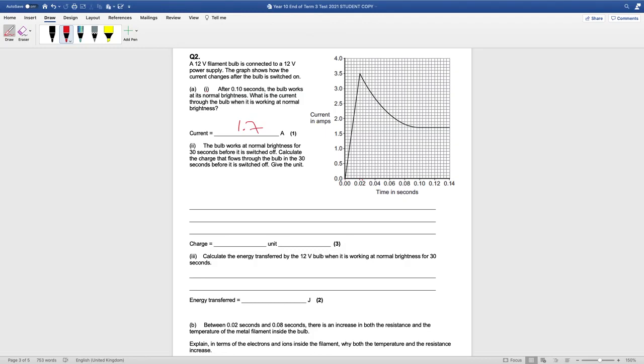The bulb works at normal brightness for 30 seconds before being switched off. Calculate the charge that flows through the bulb in the 30 seconds. Well, Q equals IT is what we're after here. So the current 1.7 times 30 seconds, 30 times 1.7 gives you 51. And the units are capital C for coulombs or all lowercase coulombs. And I would look to make that more obviously lowercase.